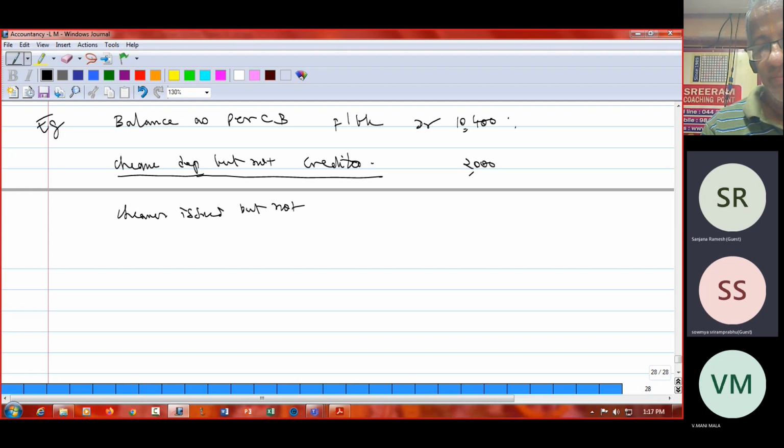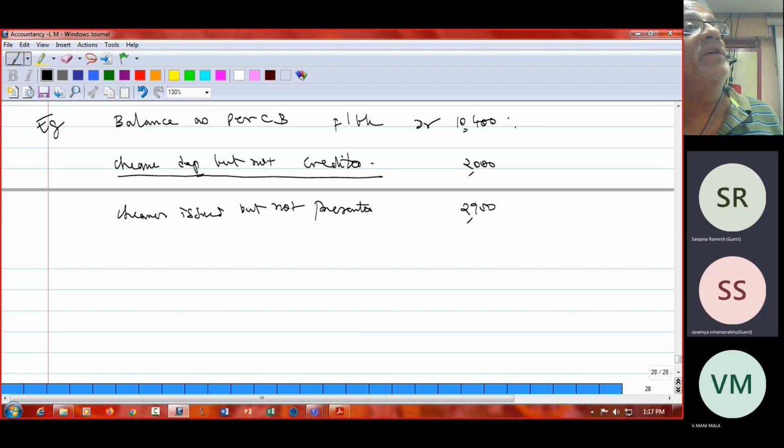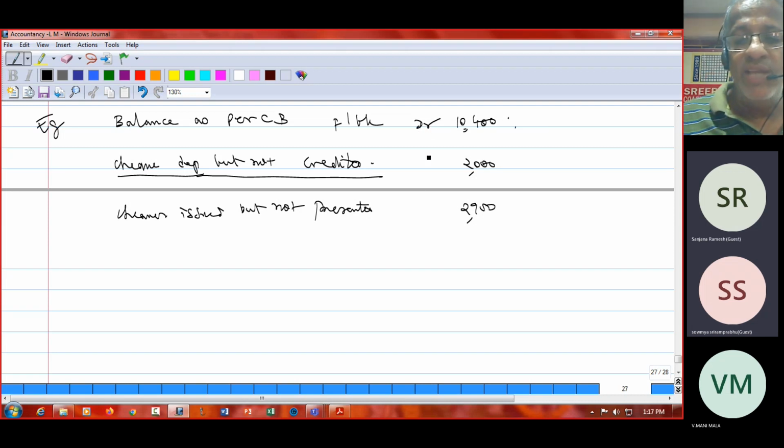Checks issued but not presented: 2,900. What should I do? In which book do you find this entry? In the cash book. In which side of the cash book? Credit side. How do you call this? Unrepresented credit. Your starting balance is debit, and unrepresented credit is the opposite pole. You have to attract. So what should you do? Add. This is to be added and this is to be deducted.